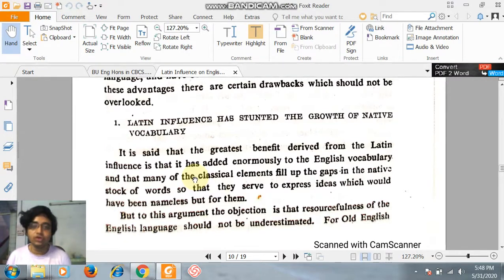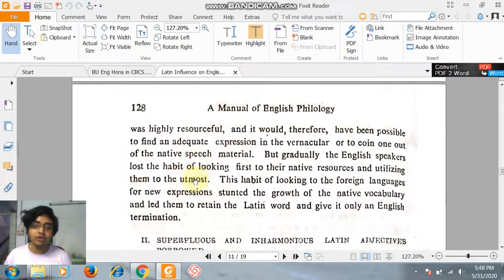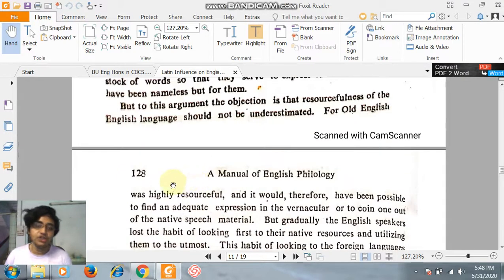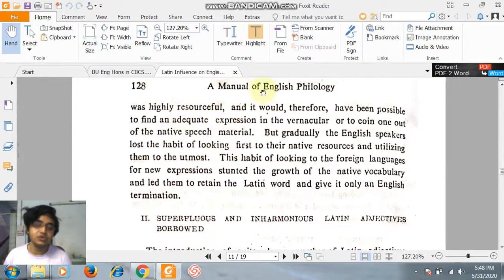Native vocabulary growth has been stunted. Why? Because many words are highly resourceful, as a result of which the English language itself has perhaps become crippled, when it began to stand on its own feet. But to this argument the objection is that the resourcefulness of the English language should not be underestimated, for Old English was highly resourceful and it would therefore have been possible to find an adequate expression in the vernacular or to coin one out of the native speech material.